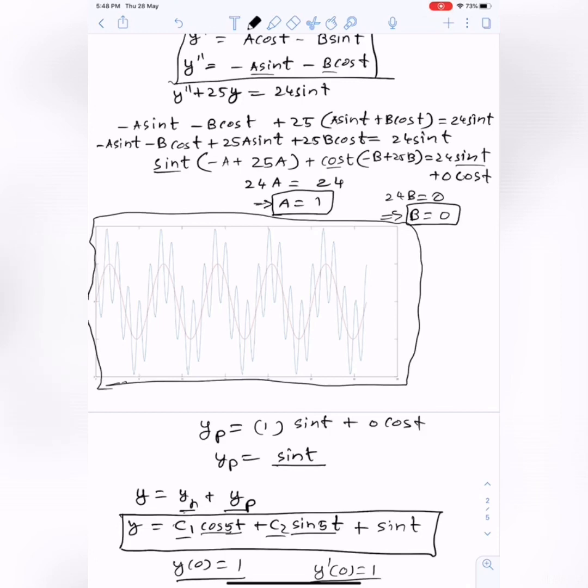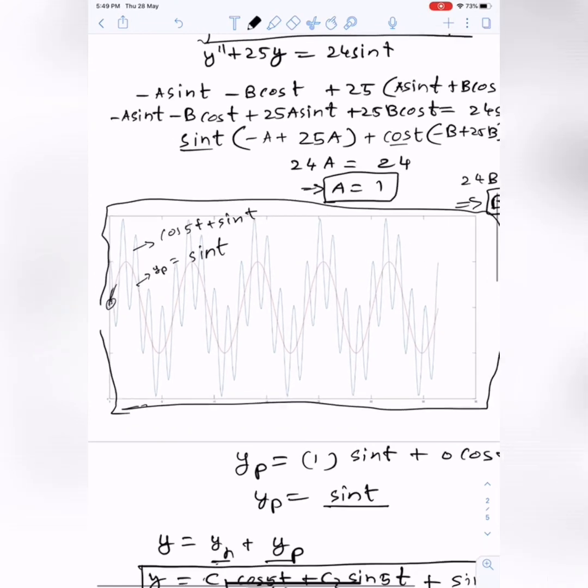Okay, the red line you see here in the interior will be our y particular, which is nothing but just the sine of t. The blue one you see over here is our actual solution, which is cos of 5t plus sine of t.